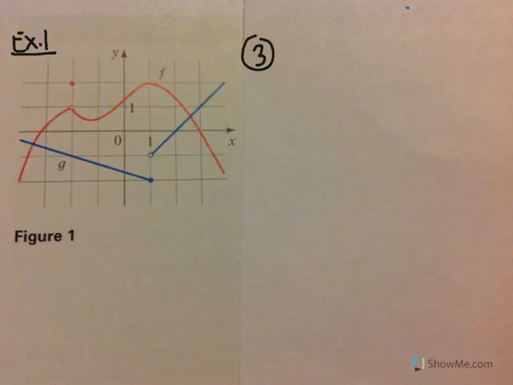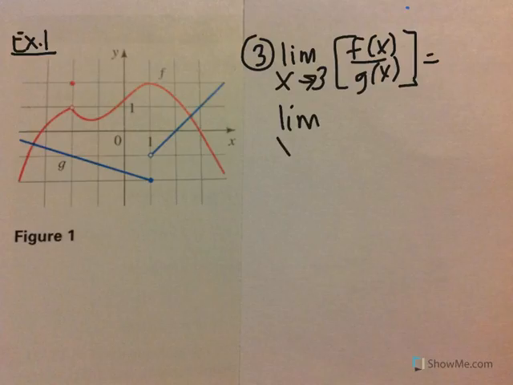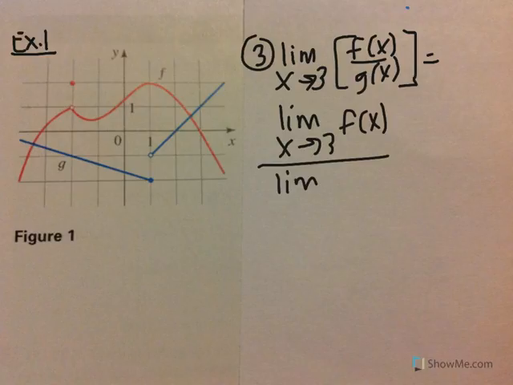So my third example, I have a limit as x approaches 3 of f of x over g of x. We can calculate the limits separately. This is the same thing as the limit as x approaches 3 of f of x divided by the limit as x approaches 3 of g of x. And this will work as long as g of x doesn't equal 0.